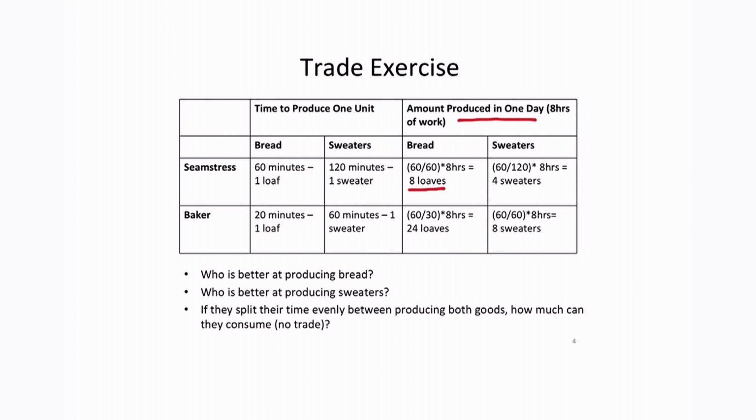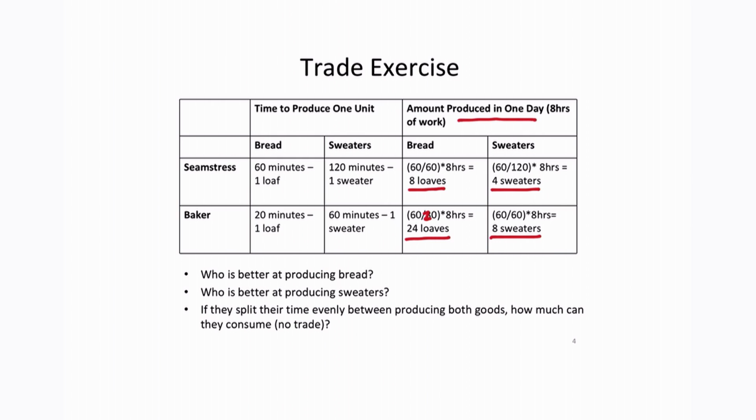Also, it takes her 120 minutes to produce one sweater. So in 8 hours, she can produce 4 sweaters. For the baker, it takes him 20 minutes to produce one loaf of bread. So we take 60 divided by 20, multiplied by 8 hours, and that gives us 20 loaves of bread. It takes him 60 minutes to produce one sweater, so he can produce 8 sweaters in an 8-hour day.